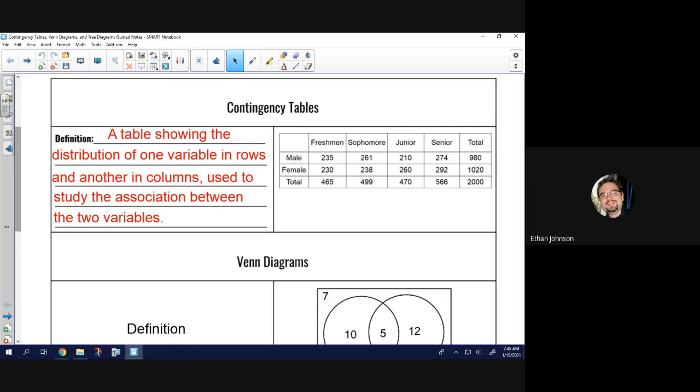So for example, we could sort students based on freshman, sophomore, junior, and senior, and then further break it down into male and female. So one variable along the side in rows is gender, so male and female. And then columns is class, so freshman, sophomore, junior, and senior. It is very important to note we do need a total row and a total column. Those totals we are always going to use for our probabilities.